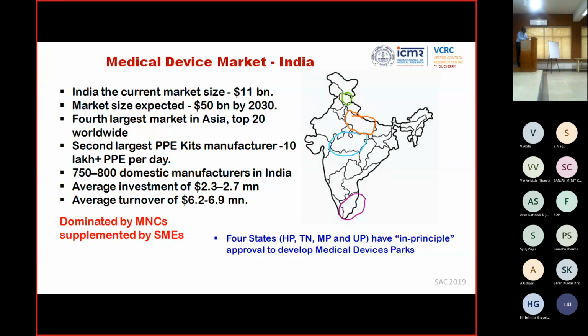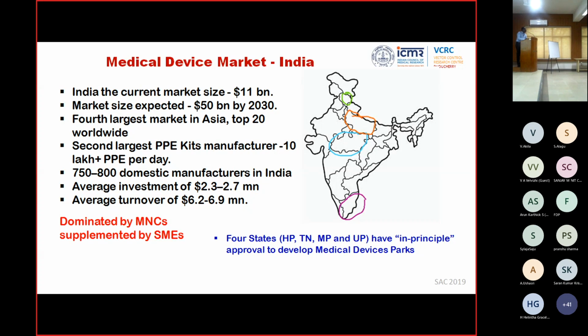As you could see, a lot of small and medium sized enterprises are coming into the picture, and there are about 800 local manufacturers in India. This trade is still dominated by the multinational companies, and of course SMEs are also coming in nowadays. The investment is very, very high. At least each SME is spending around $2 million as investment.